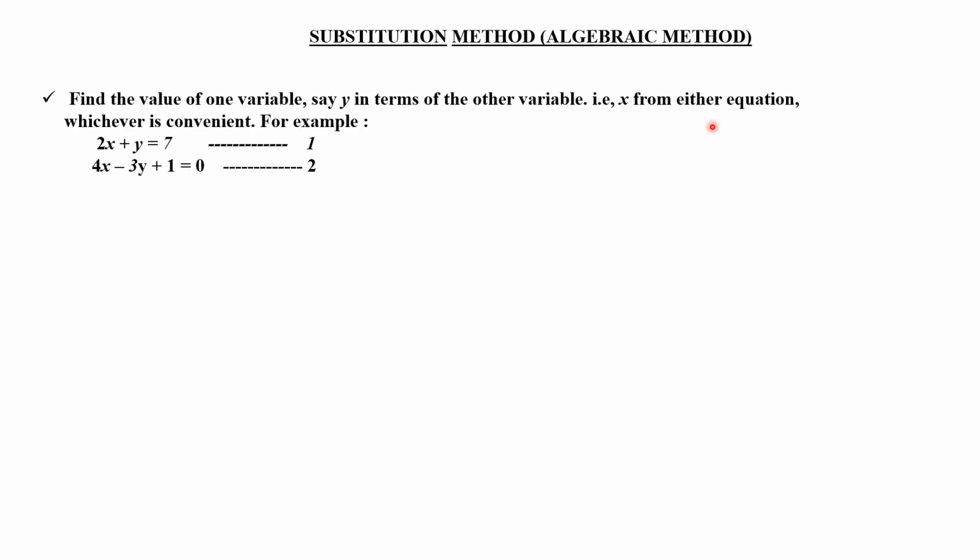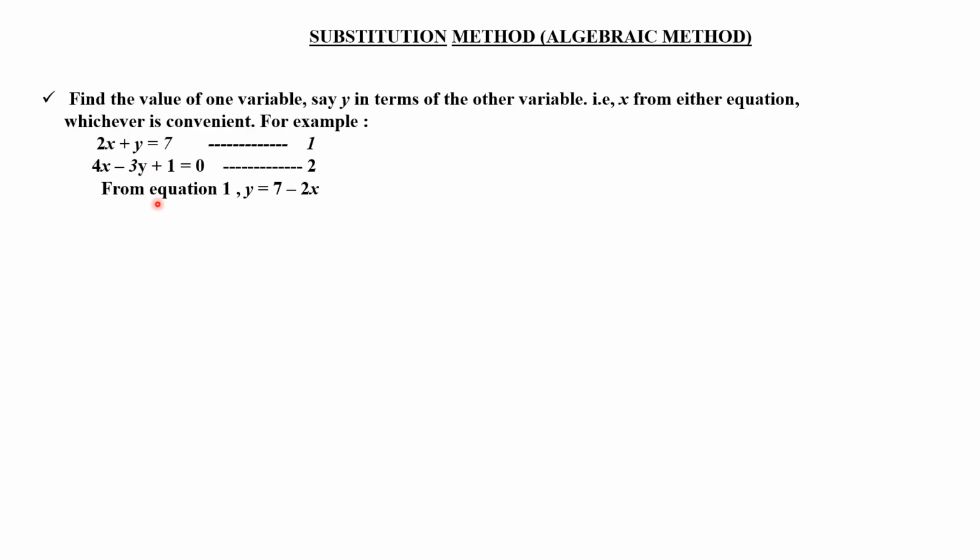Okay, so let's see the steps of the substitution method one by one. The first step is you have to find the value of one variable, suppose y, in terms of the other variable, that is x, from either equation, whichever is convenient. Now what is the meaning of the first line? To explain that I have taken one example. These are my two equations, and any one equation you choose as per your convenience and try to express one variable in terms of the other variable.